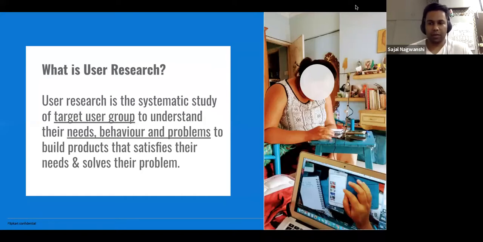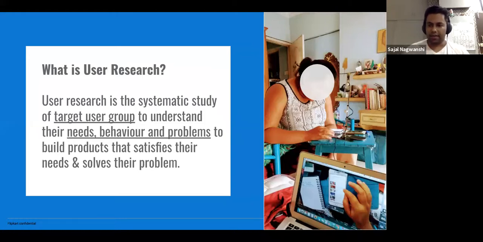So what we see over here are key points about this definition. User research is always about a target user group. It's not about the general population. It's about a target user group. That's one. The second point is that we try to understand people's needs, problems, and behavior, all of those things, and eventually build a product that would satisfy their needs and solve their problems. So keeping these three things in mind is extremely important.